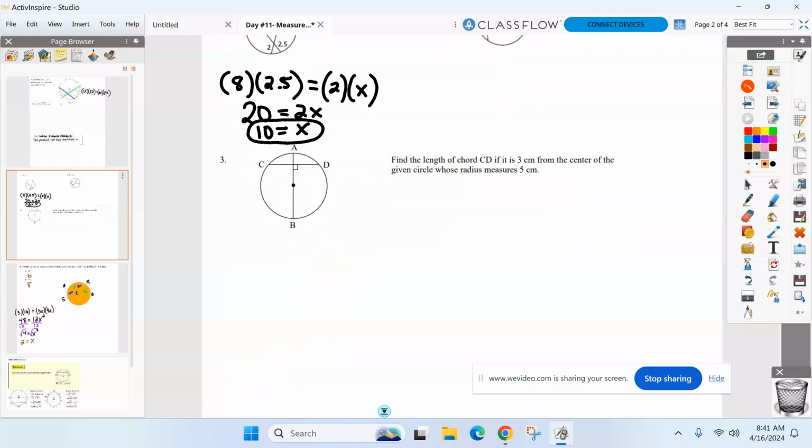All right, how long is chord CD? It's 3 centimeters from the center. Where's the 3 going then on your diagram? That chord is 3 centimeters from that black dot. Did we put the 3 right here? Hopefully 3 centimeters from the center. Yep. And the radius is 5.